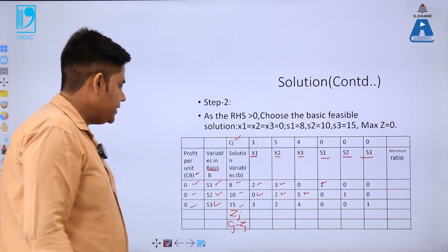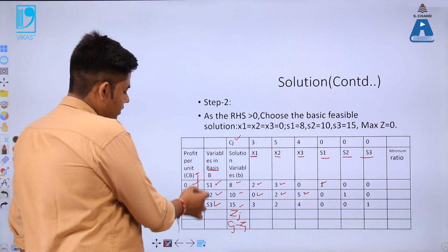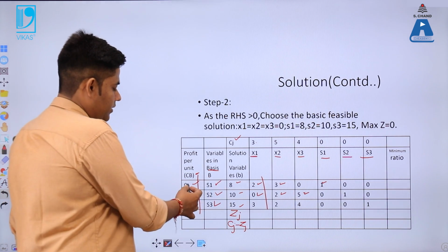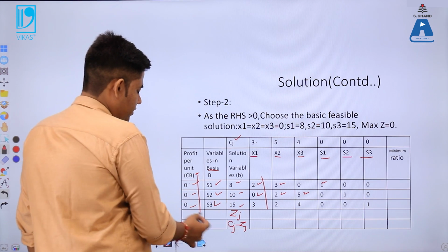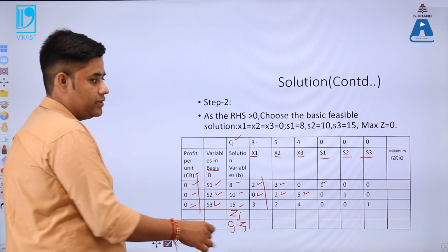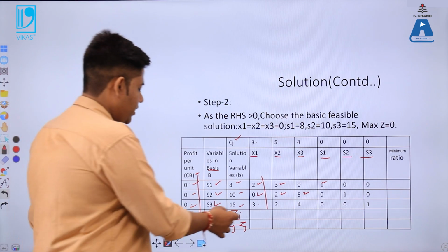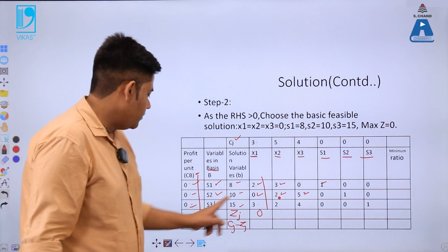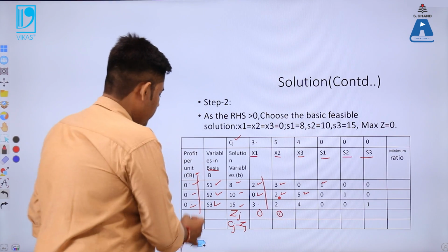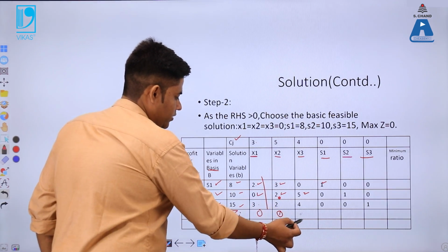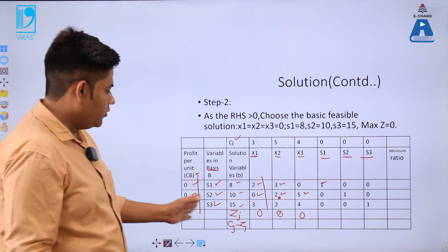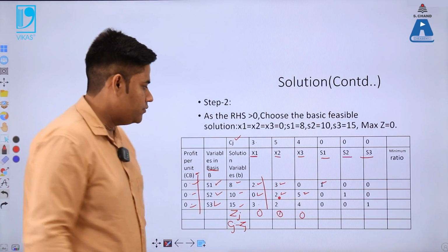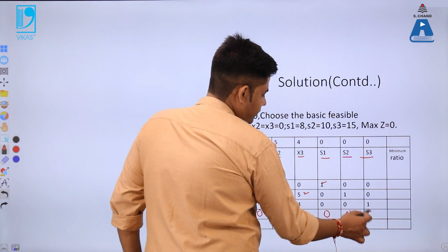So what is Zj? Zj is the sum product of these two, which are the Cb values and the x1 coefficients. That means I need to multiply and add. So 0 into 2 is 0, 0 into 0 is 0 and 0 into 3 is 0. So all three are zeros. So we need to add them and put it here. So I'll get a 0. Then next is 0 into 3 plus 0 into 2 plus 0 into 2. That would be 0 again. Then 0 into 0, 0 into 5 and 0 into 0 is 0. So I have added all these values. So no doubt we'll definitely get a 0 if all these coefficients are 0. So Zj values are 0 in this particular example.